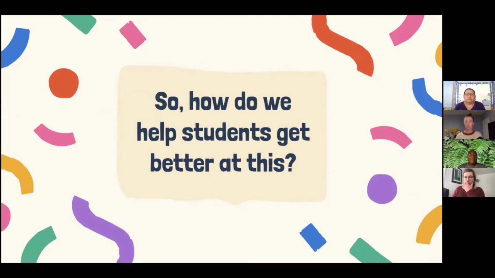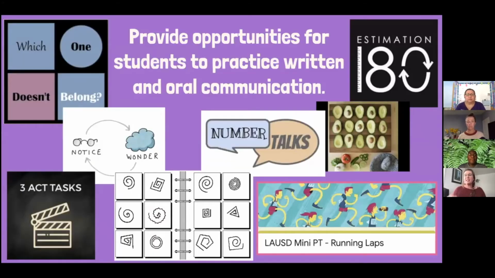And if you were at session 3, one of the ways is to give them lots of opportunities to practice. Which one doesn't belong? Notice and wonder, 3 acts, Bongard, number talks. Give them opportunities to orally practice communicating in math class and make that normal, practice making arguments, practice challenging each other. And then also give them opportunities to practice writing a mathematical explanation, which is what we tried to do with that little tiny performance task that we sent out, running laps, which you'll see at the bottom. They're not going to just naturally be good at writing a math explanation because they've never been asked to before. So opportunities to practice is the number one.